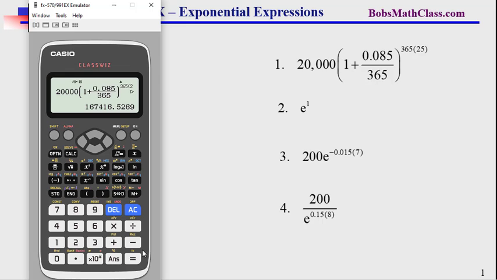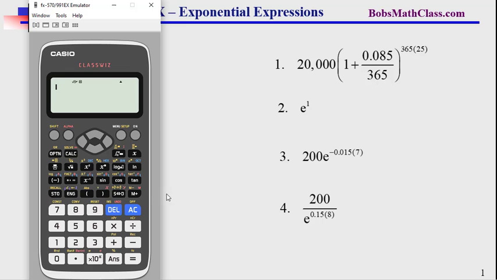$167,416.53. So you only need the $20,000 to invest at 8.5%, which is a very high interest rate right now, and you need to leave it there for 25 years. And then you'll have 167,000. Not a bad deal. All right, hit the clear button to get rid of that.